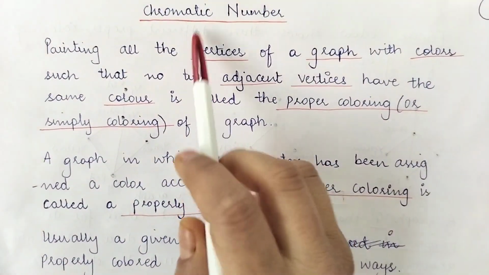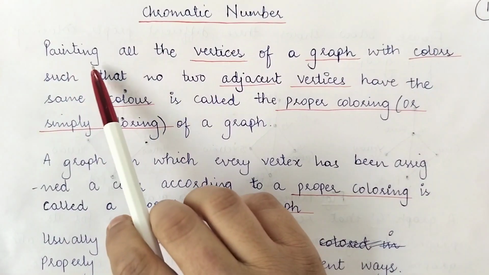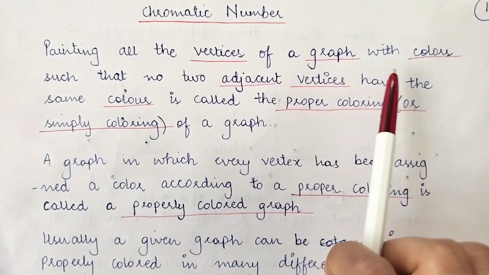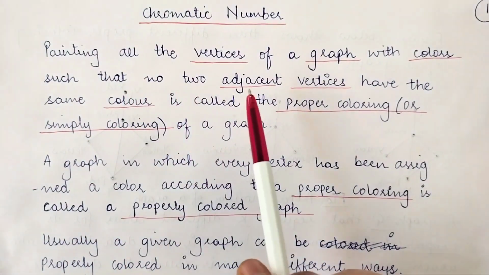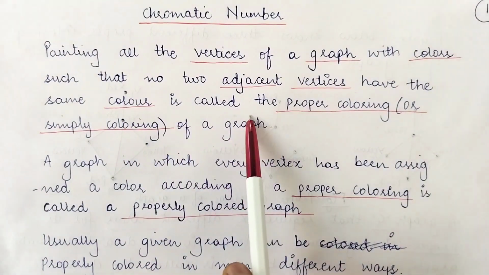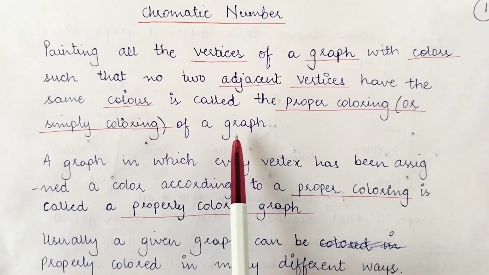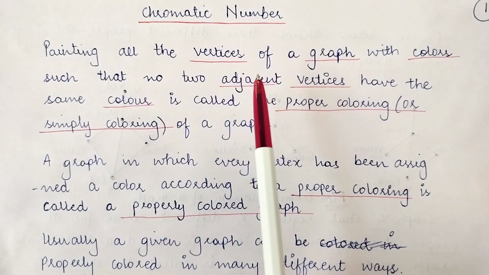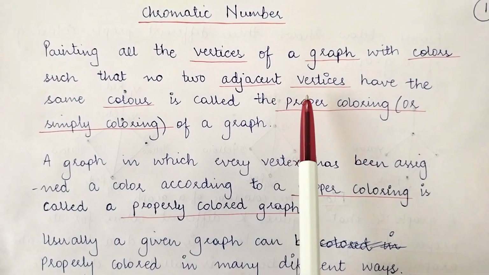Hi everyone, today we are going to study chromatic numbers in graph theory. Painting all the vertices of a graph with colors such that no two adjacent vertices have the same color is called proper coloring or simply coloring of a graph. So basically chromatic number is the coloring of the vertices of the graph in such a manner that no two adjacent vertices have the same color.